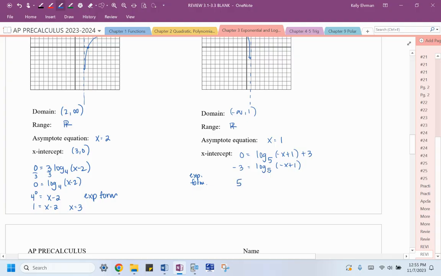That's 5 to the negative third equals the result, which is negative x plus 1. 5 to the negative third is 1 over 125. We're going to subtract 1 from that. That's negative 124 over 125 equals negative x. So x equals 124 over 125 positive, which seems fine, right? Because I got something that's less than 1. So, okay, we'll call it that. That's our x-intercept.